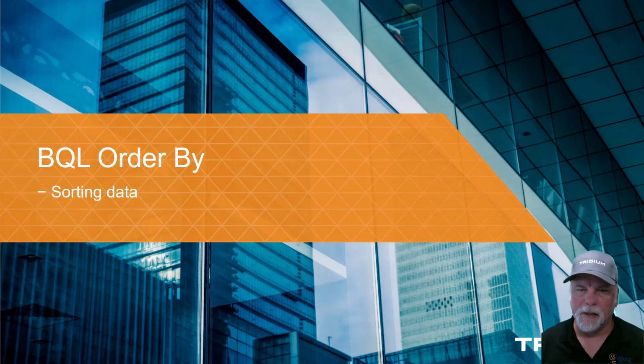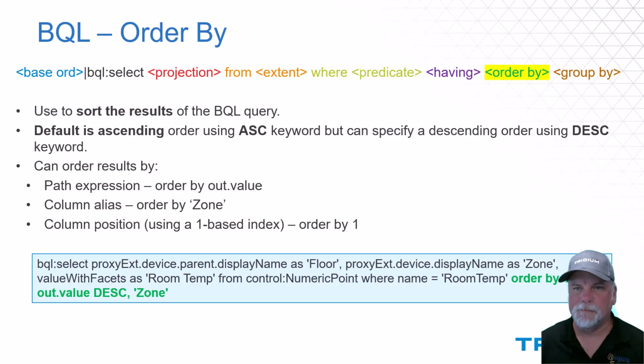So the order by clause is used to sort data. And you'll see this in the syntax that occurs after the having clause. So it's going to be at the end of the BQL statement. And this is used to sort the results. And you can specify either ascending or descending. The default sort order is ascending. So honestly, you don't need to specify that, but you can.